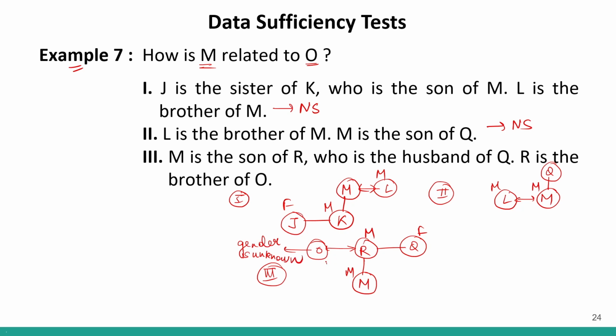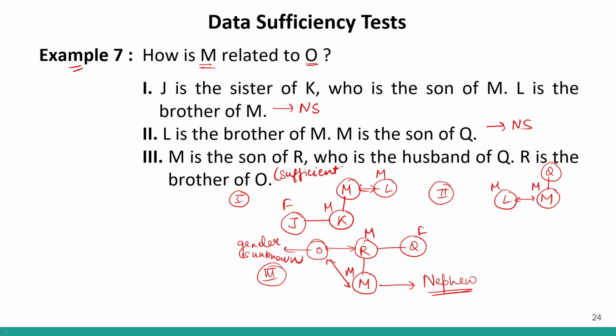Now, we have to find the relationship between M and O. So, M can either be the nephew of O, correct? We have to find the relationship of M with O. So, M is basically the nephew of O, correct? O's gender is unknown to us, but M is basically the son of R. So, M is basically the nephew of O, correct? So, I can say that with the help of statement 3, I can find the answer. Therefore, statement 3 is sufficient.